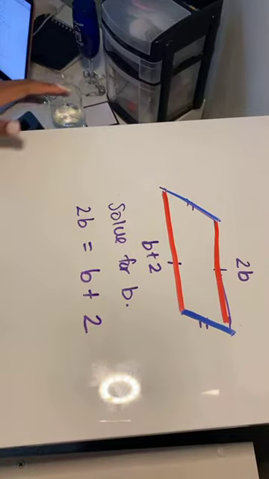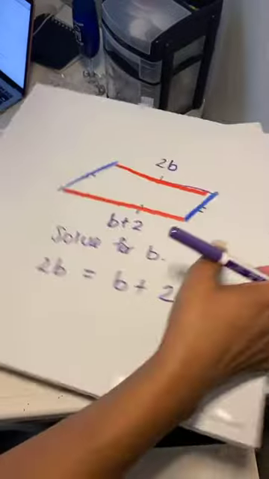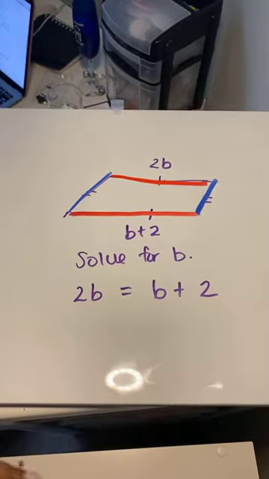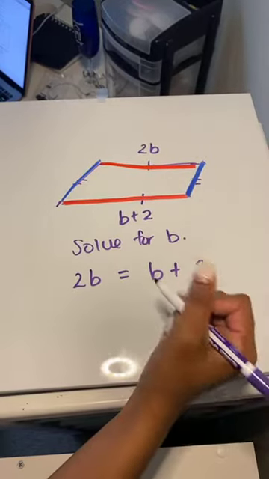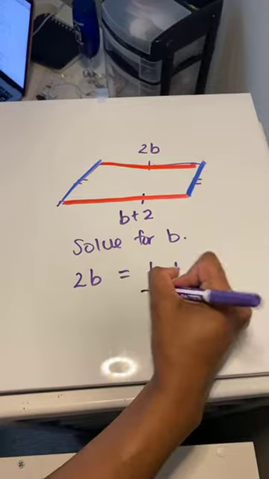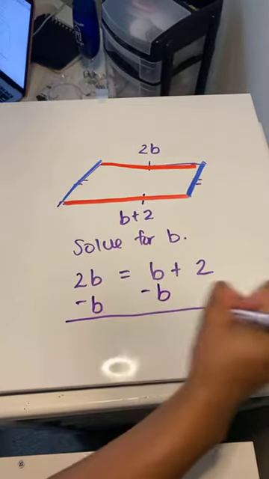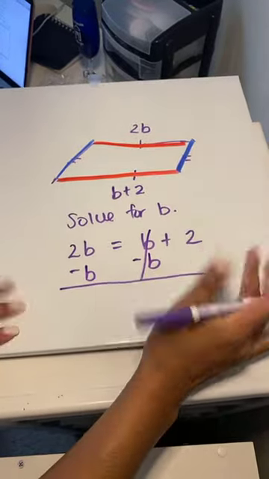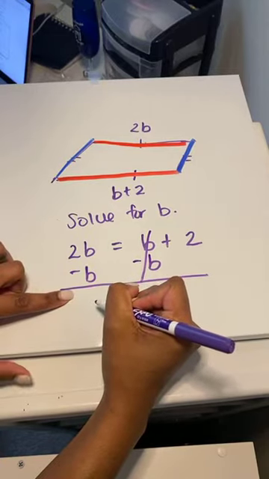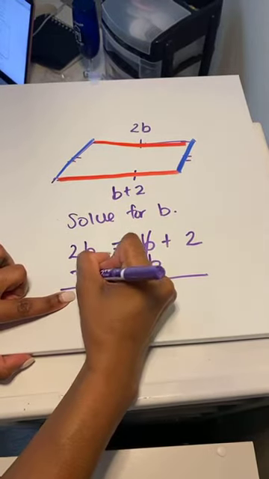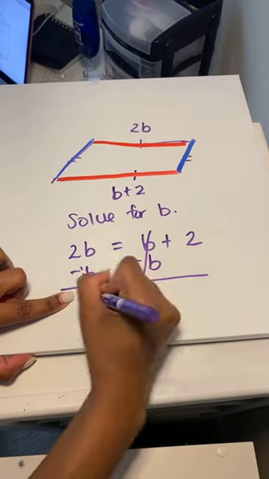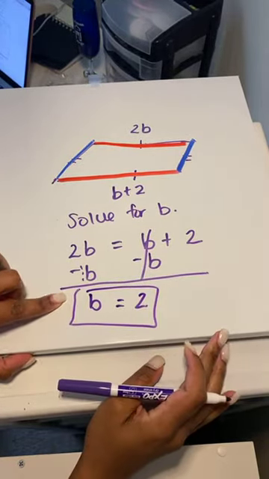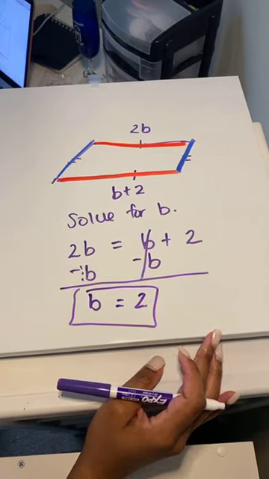All you do from this point, I think the board is sideways. Maybe I should turn it like this. Is that better? All right, so all you do from this point is you just solve for B. I'm going to subtract B on both sides to get B by itself. 2B minus B, and this will be 1B. I should have B equals 2. And that's it. I've solved for B.